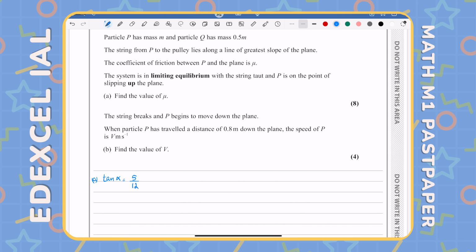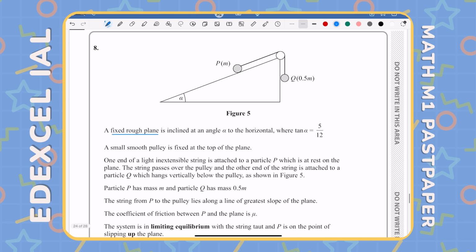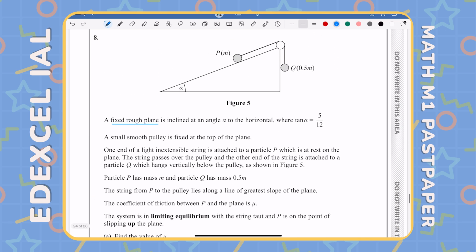So if tan alpha is equal to 5 upon 12, that means sin alpha will be equal to 5 upon 13, because the opposite is 5, the hypotenuse will be 13. Okay, and cos alpha will be equal to 12 upon 13, because the adjacent is 12 and the hypotenuse will be 13. Okay, now the question says a small smooth pulley is fixed at the top of the plane.